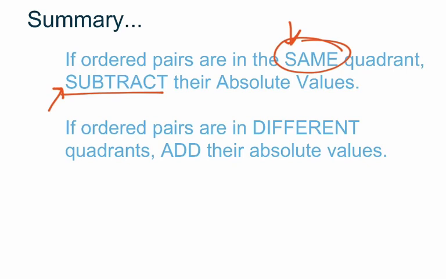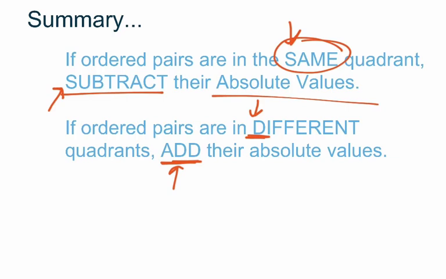So if the points are in the same quadrant, you're going to subtract their absolute values. If the ordered pairs are in different quadrants, we're going to add their absolute values. They don't start with the same letter, but the D in "different" and the D in "add" is the association I make there. So same quadrant, subtract their absolute values. Different quadrants, add their absolute values.